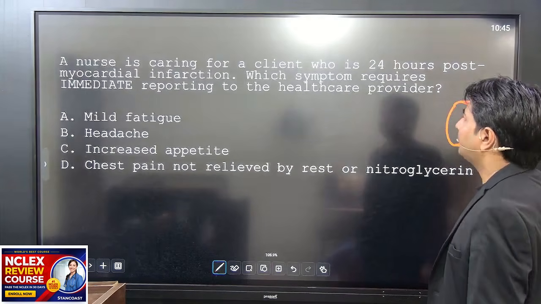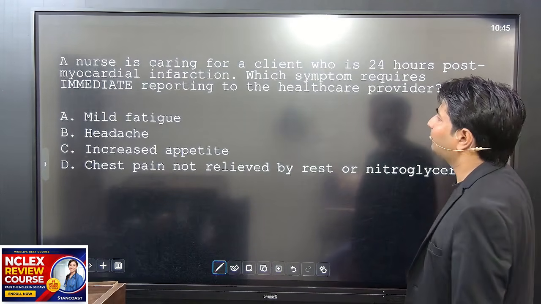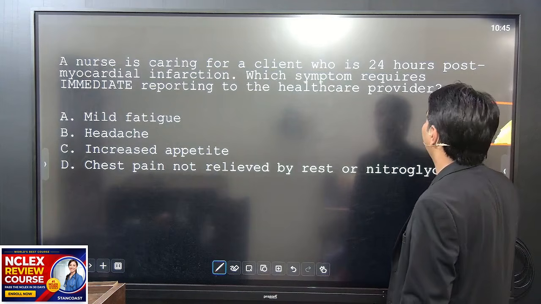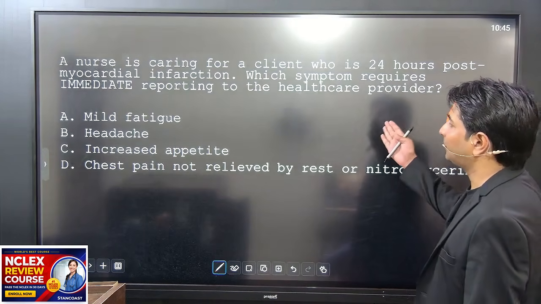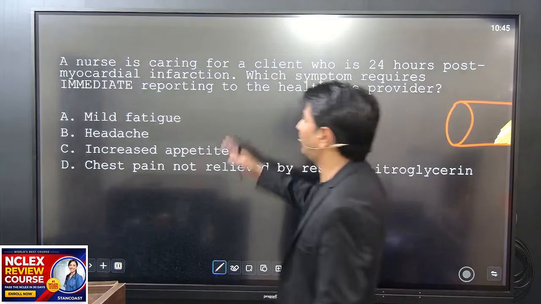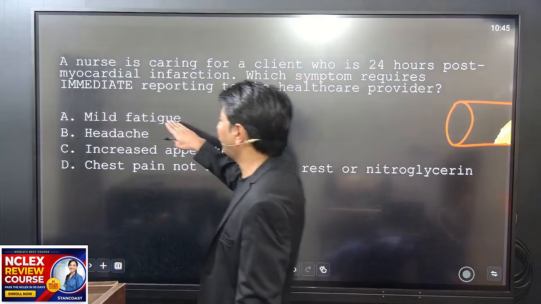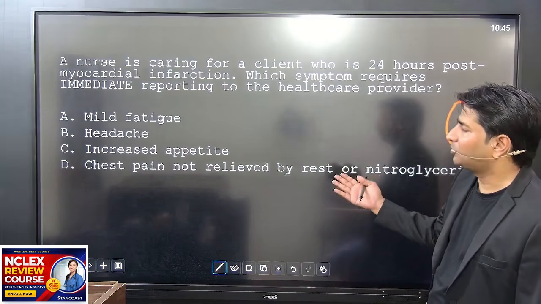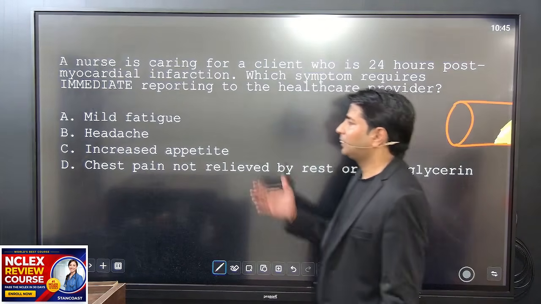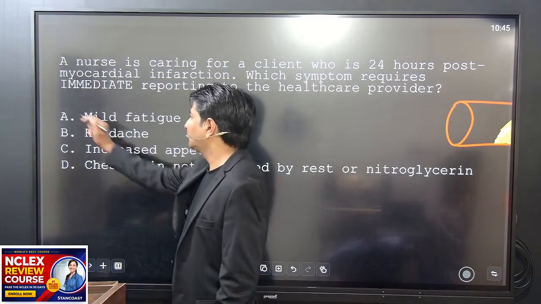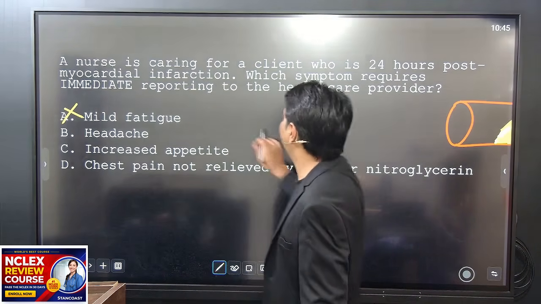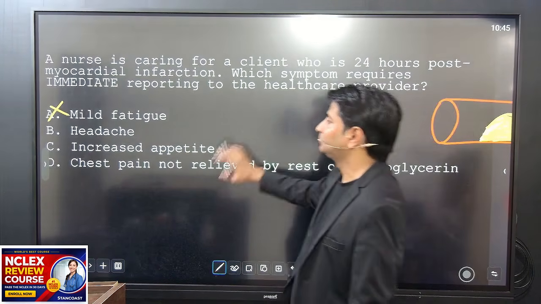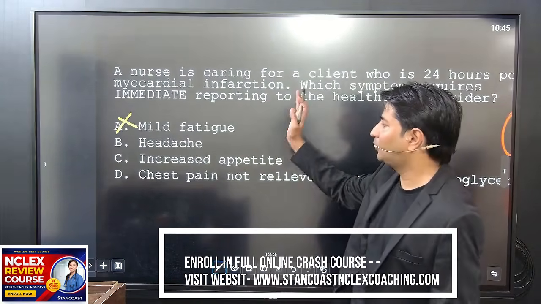A nurse is caring for a client who's 24 hours post-myocardial infarction. Which symptom requires immediate reporting to the healthcare provider? Meaning, which symptom is the most serious here related to MI? Mild fatigue, this is expected because if there's an MI, it means cardiac output must have decreased. Decreased means the body's cells received less energy, so fatigue can occur. So we don't need to report this to the healthcare provider immediately. This means we need to look for the most serious symptom.